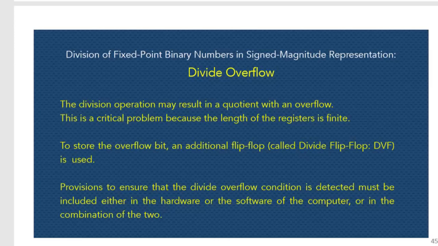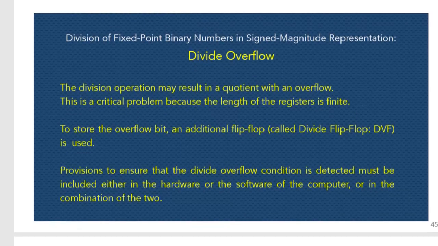One condition in division in computer architecture is divide overflow. So what is divide overflow? The division operation may result in a quotient with an overflow. That means the number of bits in the quotient can be more than the number of bits in the divisor. That generates an overflow condition. So one flip-flop is required to handle that overflow, called DVF, or divide overflow. It is a critical problem because the length of a register is finite. To store the overflow bit, an additional flip-flop called DVF, the divide flip-flop, is used in computer architecture.